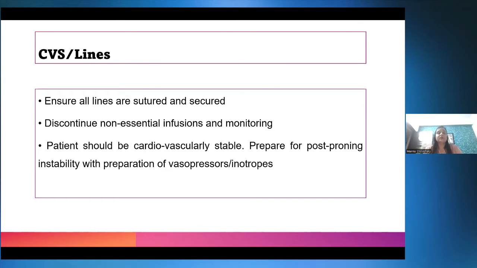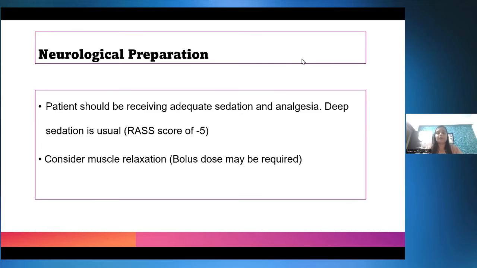Regarding the cardiovascular system and the lines associated with it, ensure all lines are sutured and secured. Discontinue non-essential infusion and monitoring. Patient should be cardiovascularly stable before shifting to prone position, and prepare for post-proning instability with the preparation of vasopressors and inotropes being prescribed. For the neurological preparation, the patient should be receiving adequate sedation and analgesia. Deep sedation is usually recommended with a RASS score of -5. Consider muscle relaxation as per the institutional policy. Bolus dose may be required.